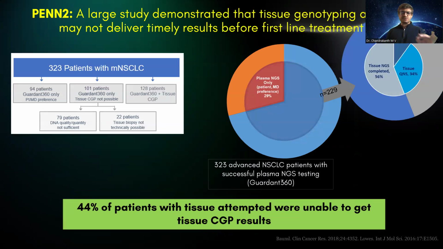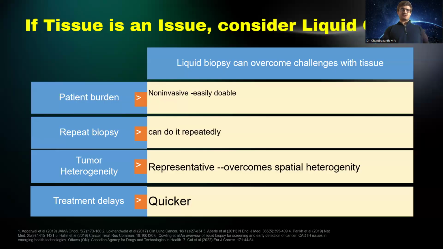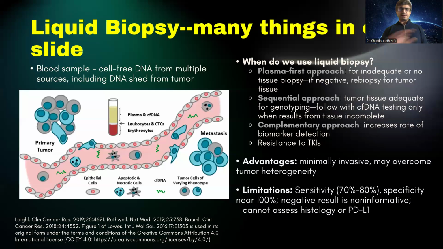This is a Penn study stating that for testing all the 12 NCCN targetable genes, there was a 44% chance the tissue was inadequate. Therefore, a liquid biopsy will be helpful because it is quick and there is good concurrence. Liquid biopsy is non-invasive, can be done repeatedly, it is representative, it overcomes heterogeneity, and it is quicker.